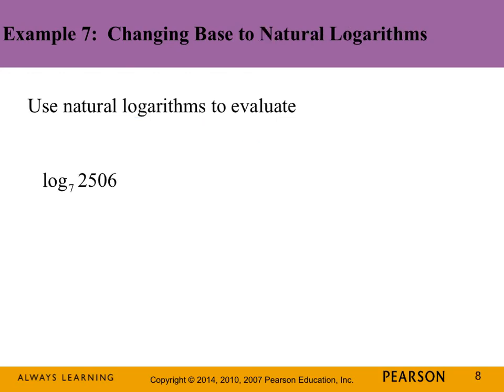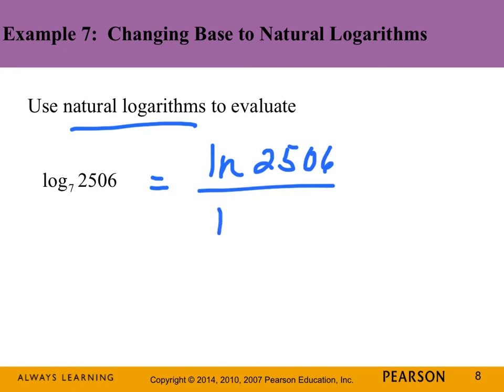The second part of example 7 asks us to use natural logs to evaluate the log base 7 of 2,506. So that equals the natural log of 2,506 over the natural log of 7. You will once again need your calculator for this. And let's round to the hundredths place again. You should get about 4.02.